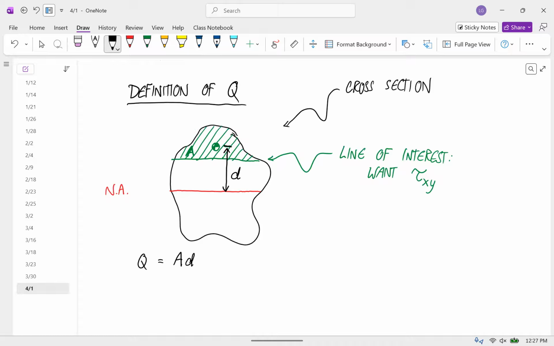So choose a line where you want to calculate it. Consider all of the material above that line, and calculate the area of all that material. Calculate the centroid of all that material above the line, and then multiply the area times the distance to that centroid. And notice this is always positive because that's a distance and an area.